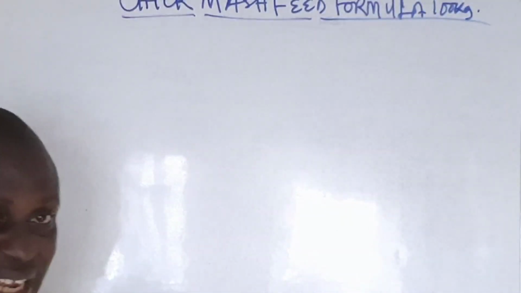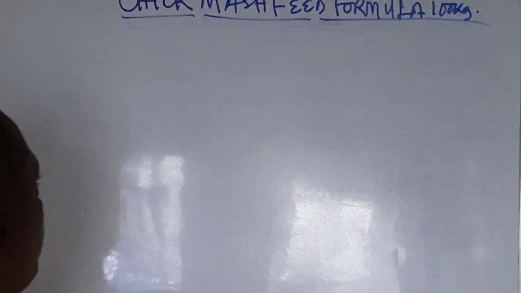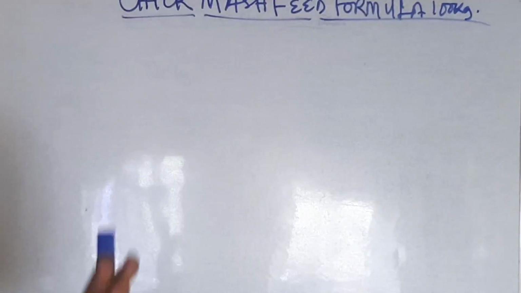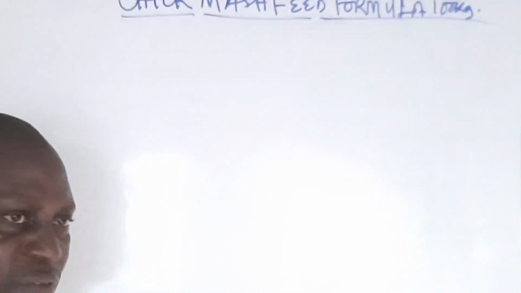Are you interested in learning how to formulate your own feed? Join us in this particular video. Right away, we are starting with the ingredients. I'm making use of a few ingredients that are available within your locality. I know that they are available in almost every region. You have corn, soybean meal, groundnut cake, wheat offal, bone meal, and fish meal.